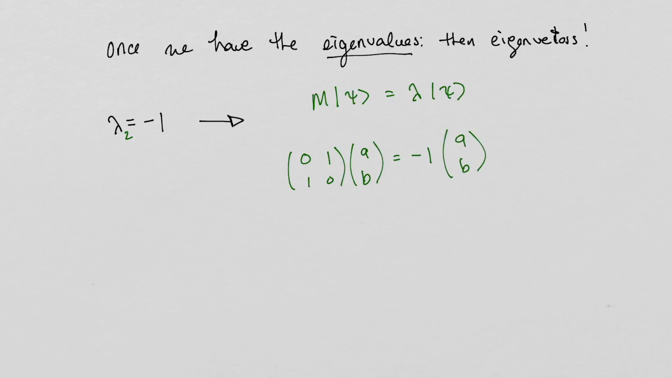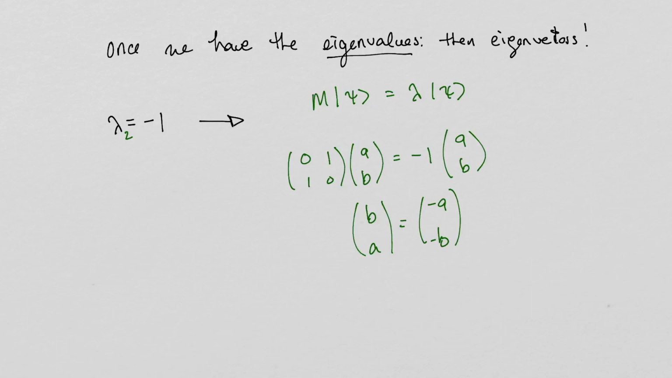Now, this is a matrix equation, and so I have to do out the matrix multiplication on the left-hand side. So this is 0 times A plus 1 times B. That puts B in the top. It puts A in the bottom, and that is equal to minus A, minus B.